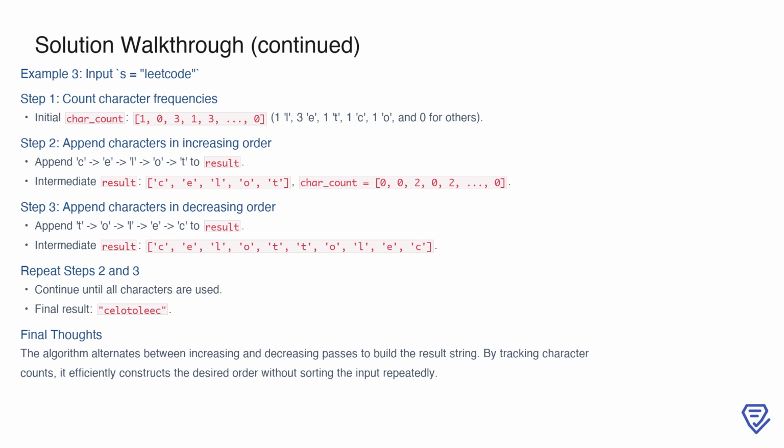During the decreasing pass, we append T, O, L, E, and C in reverse order, giving C, E, L, O, T, T, O, L, E, C. We continue alternating between these two passes until all characters are used. The final result becomes sella-to-leak, which is the desired output.